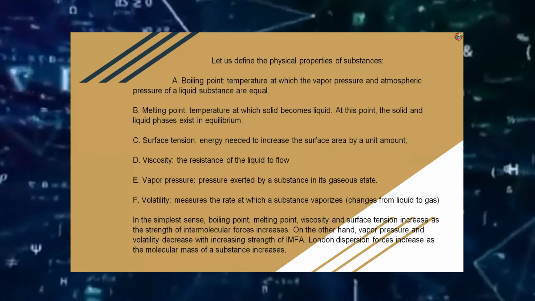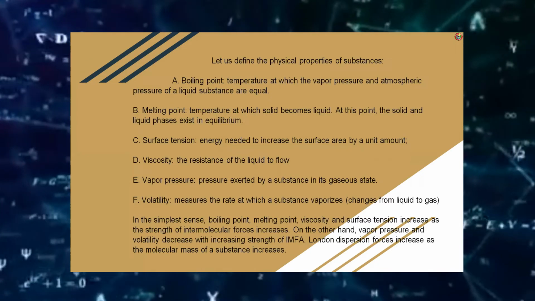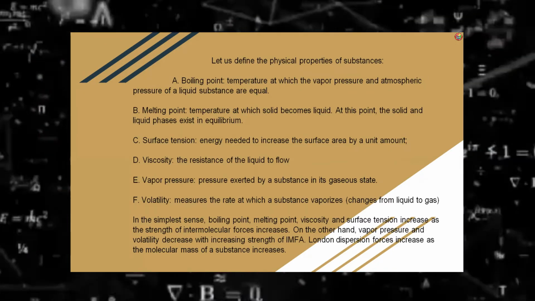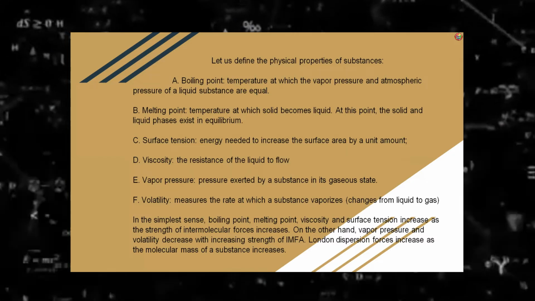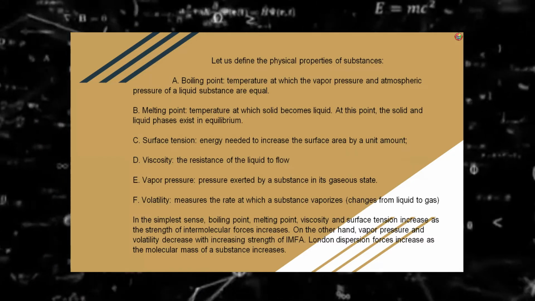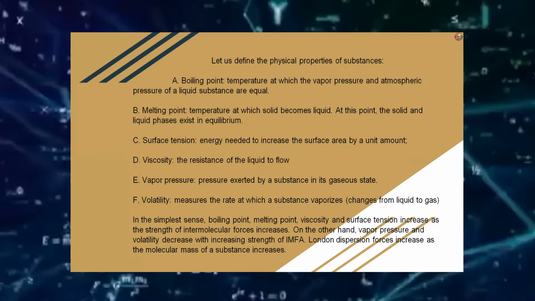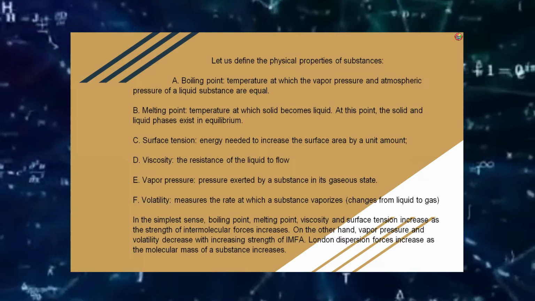In the simplest sense, boiling point, melting point, viscosity, and surface tension increase as the strength of IMFA increases. On the other hand, vapor pressure and volatility decrease with increasing strength of IMFA. London dispersion forces increase as molecular mass of the substance increases.